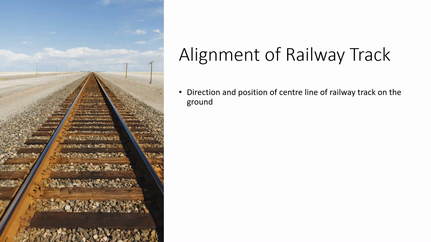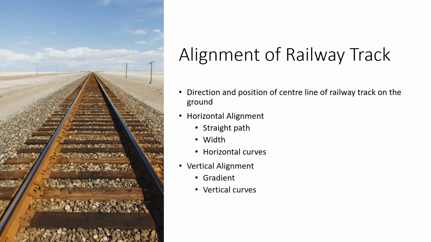The horizontal alignment includes the straight path, the width and the deviations in width. It also covers the horizontal curve. Then vertical alignment. Vertical alignment of a railway track includes changes in gradient and the vertical curves that we are providing. All these details will be covered under the vertical alignment.